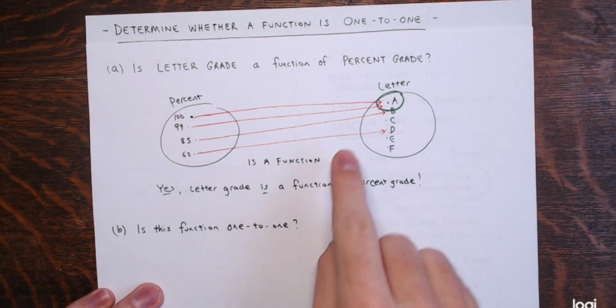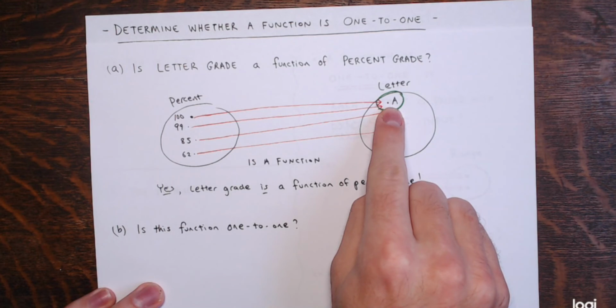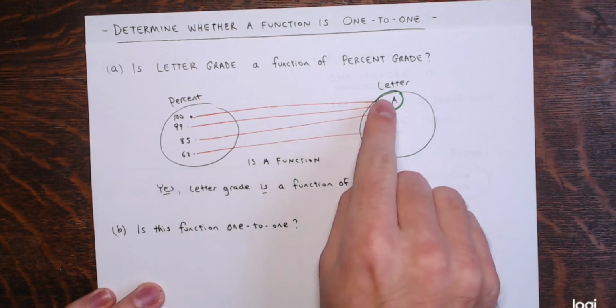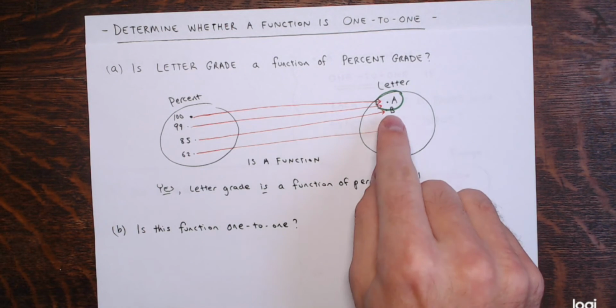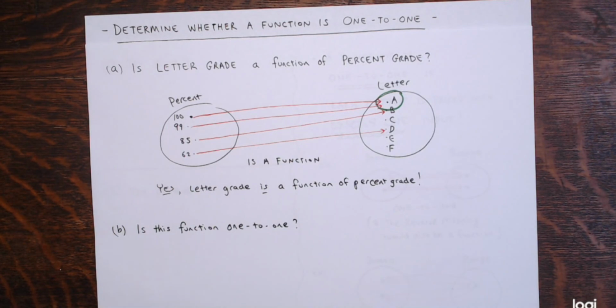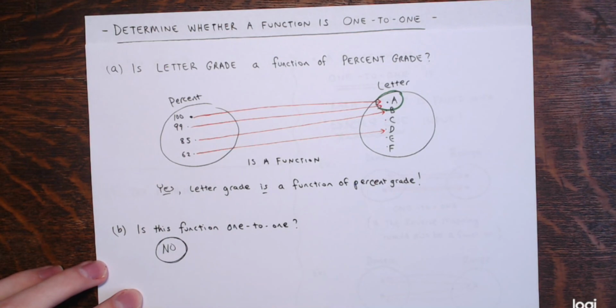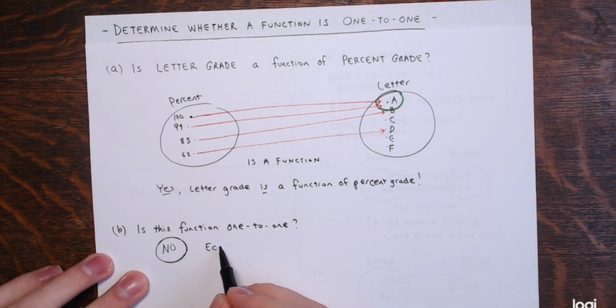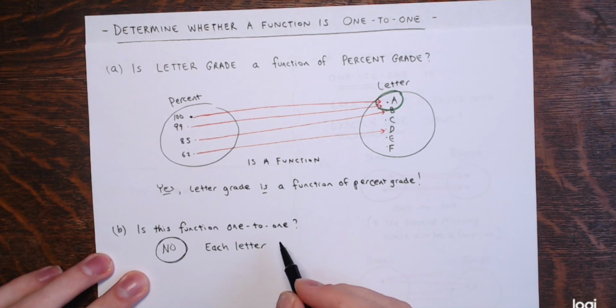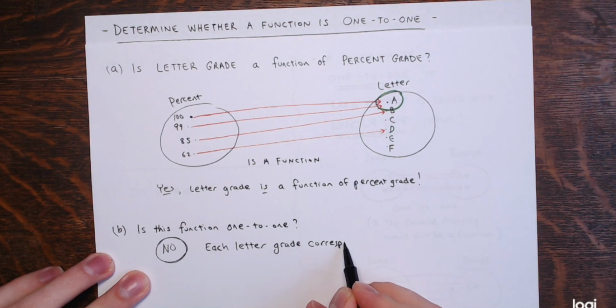Because A corresponds to 100, 99, 98, 97. B corresponds to 85, 84, 83, 87, 88. C corresponds to 70, 71, 72, usually. So no, the function's not one-to-one. Each letter grade corresponds to more than one percent grade, not exactly one.